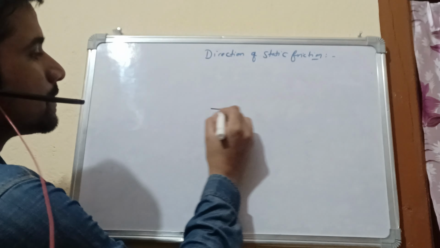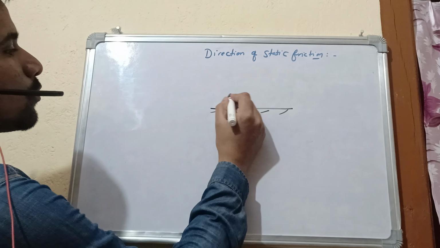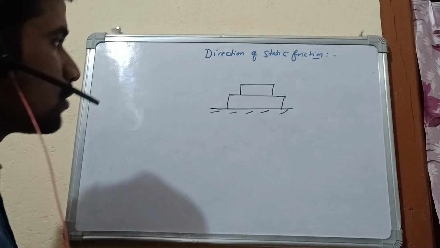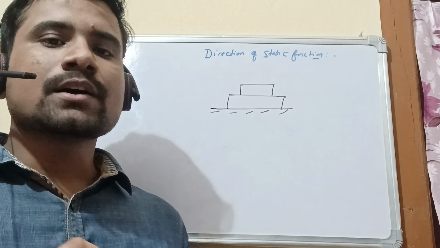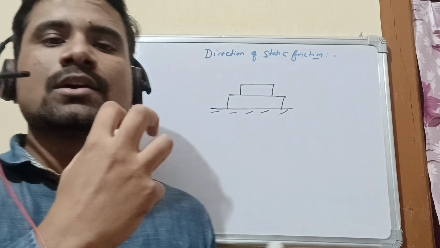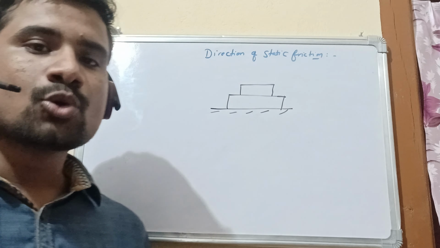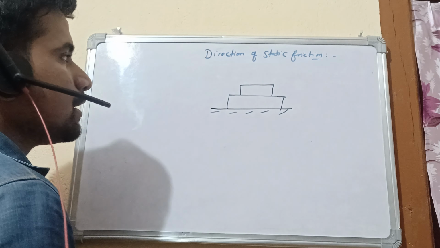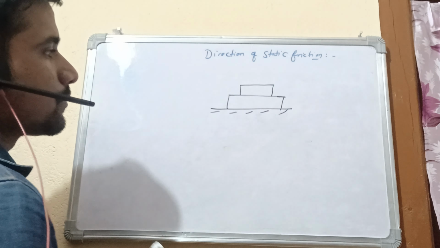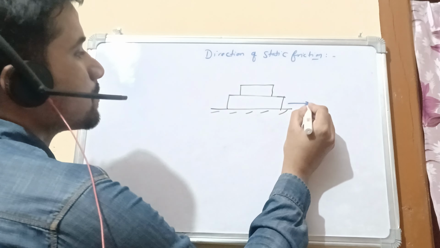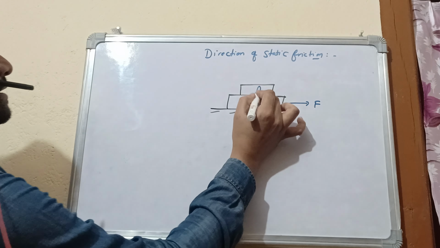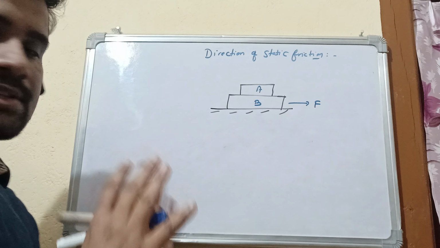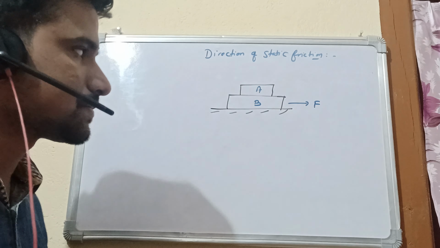So let's say this is a surface, we have block 1, and over this we have block 2. Now again, static friction will occur in such a direction that it will cause the system or the body to be stationary. Let's say we are applying a force F on this block B, and let's call this one A. And let's say this F is not able to move this system, so it is still stationary.